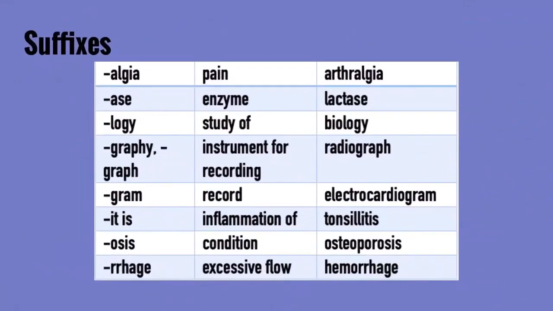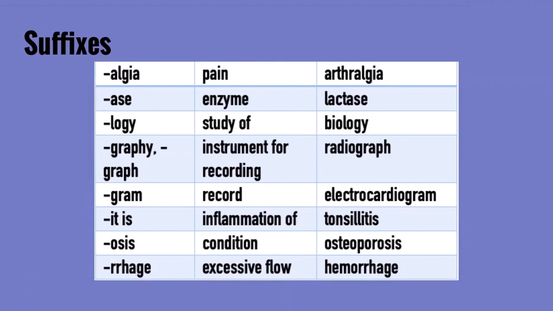So finally, we're going to go through suffixes. So starting with algia, that means pain. So arthralgia would, again, we remembered that arth was from joint in the last root word section. So now combining that with algia, we have joint pain. Anything ending in ase is typically going to be an enzyme, like lactase. Anything ending in logy, so typically like ology, is going to be the study of something.